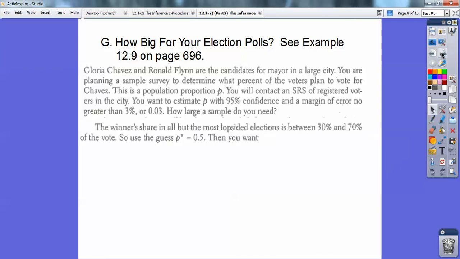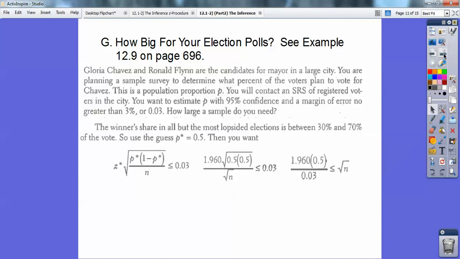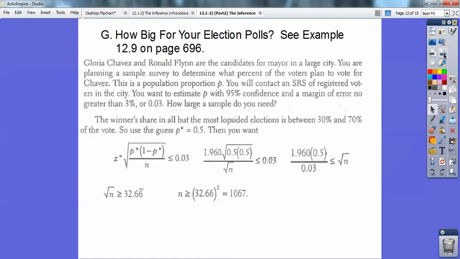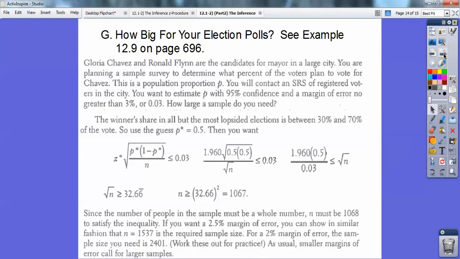All right, the winner's share in all but the most lopsided elections is between 30 and 70% of the votes. Since we don't know what our p hat is, we're going to go ahead and guess p at 0.5. So we plug that into our formula. We want it to be less than our 3% margin of error. Since it's a 95% confidence interval, my z star is 1.960, which is in table C. When you cross multiply, we get that, and we get that. Don't forget to square it. Since it's greater than or equal to, it goes up to 1068 to satisfy that.